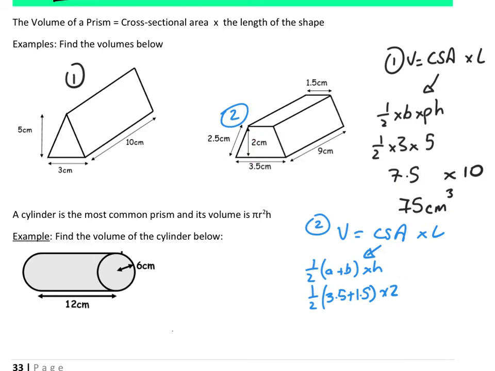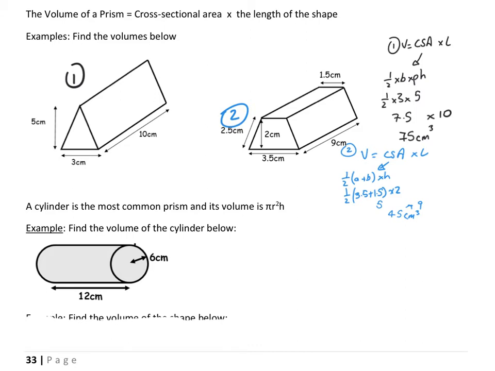So the cross-sectional area is 3.5 plus 1.5 is 5. 5 times 2 is 10, and a half of 10 is 5. And then we need to multiply it by its length, which is 9. So 5 nines are 45 cubic centimetres.